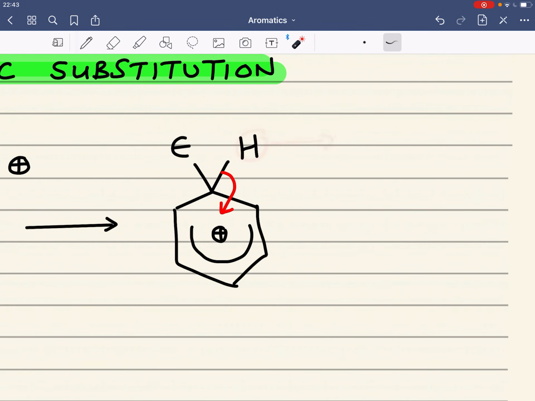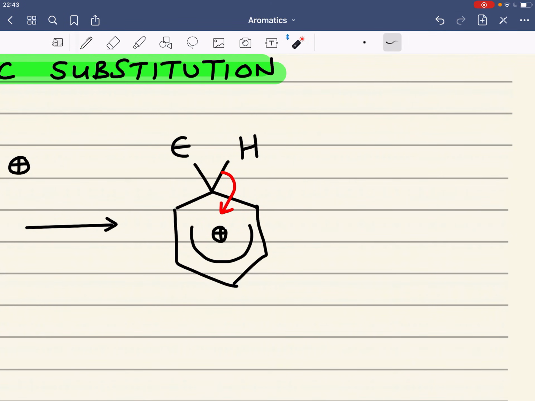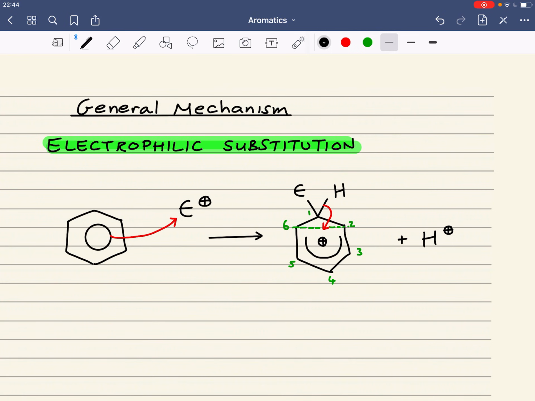H plus ion. A key thing to remember about this intermediate structure is that this horseshoe, as we call it here, must not extend beyond, if we label these carbons 1 through to 6, it cannot extend beyond carbons 2 and 6. So this horseshoe must not extend beyond carbons 2 and 6. And that will also then give me a hydrogen ion. And that there is my general mechanism for electrophilic substitution.